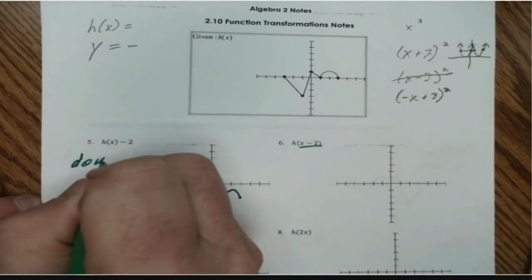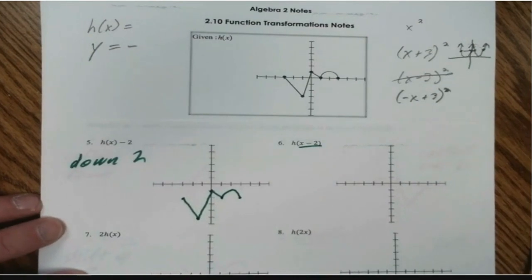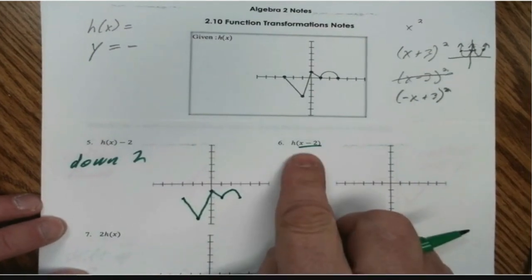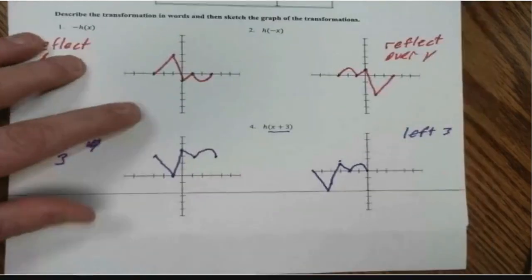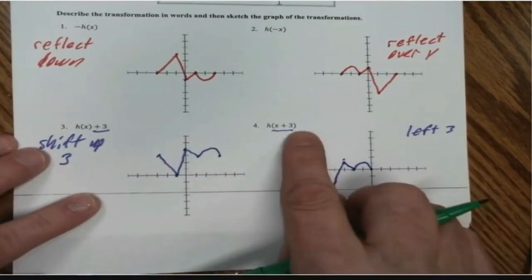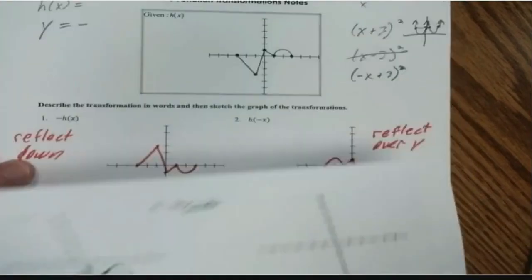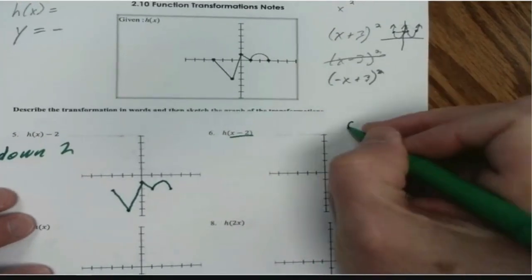This went down 2. So now we're going to move it inside. So just like on the other page, when we had the +3 inside with the X, it shifted it left 3 because it was a plus. This one is a minus. So that's going to shift right.